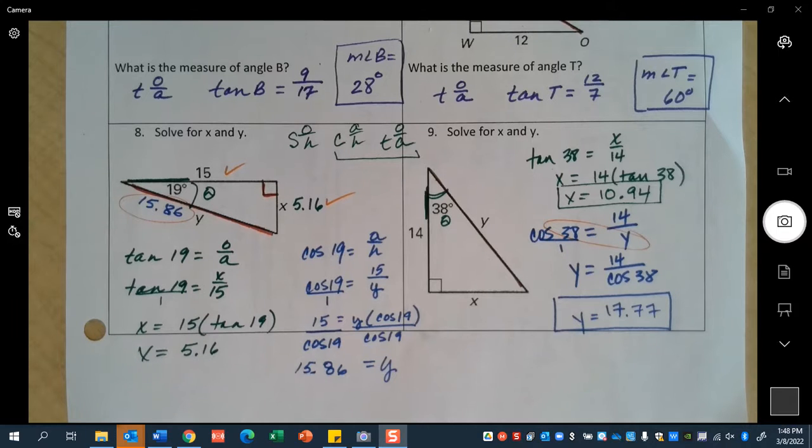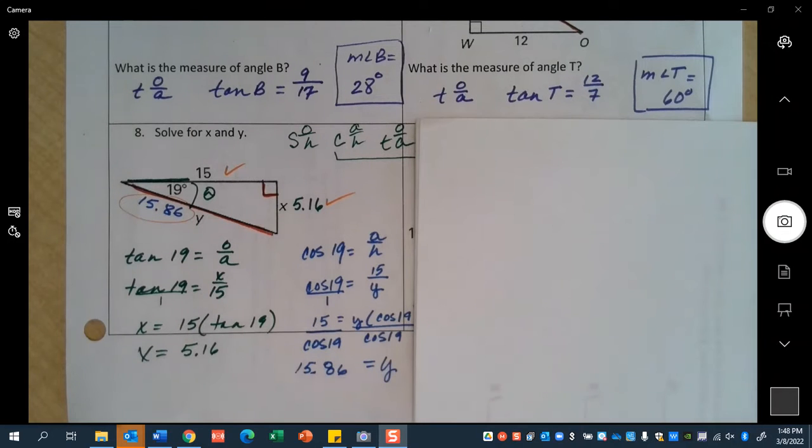In each one of these, as you're solving, a couple things should be true. Number one, you should always be checking back and seeing if this makes sense. So let's just talk about number 8 for a minute. If I have a side length of 15, an opposite side of 5.16, and a hypotenuse of 15.86, does that make sense for my triangle? Go back to those triangle properties that we learned before. Smallest side, opposite smallest angle. So far, so good. Hypotenuse should be my largest number. Yep, that checks out.